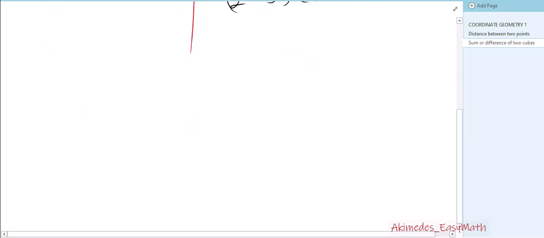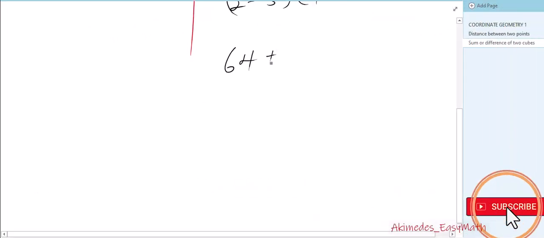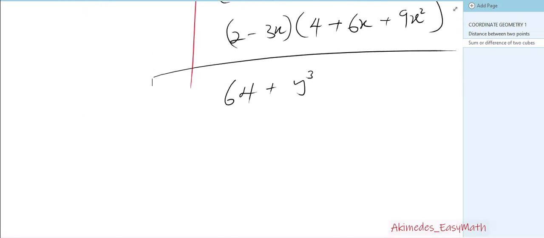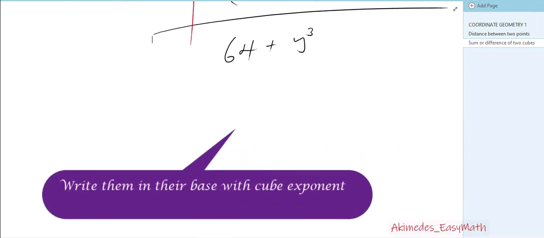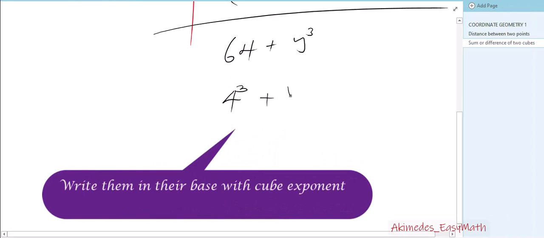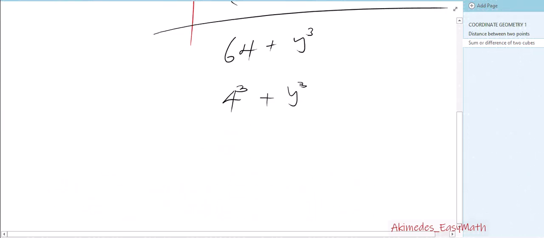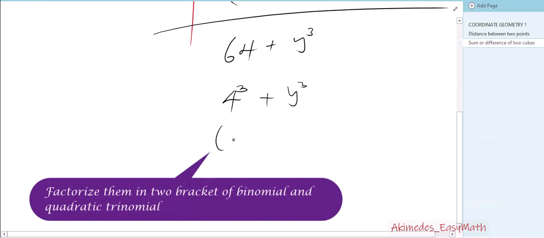Let's move on and pick another question. What if we have 64 plus y cubed? How are you going to factorize this one? 64 can be written as 4 power 3, and y is already in cube, so y power 3. Then we write this in the binomial and the trinomial form. So the binomial, whatever you have here, you write it: 4 plus y.